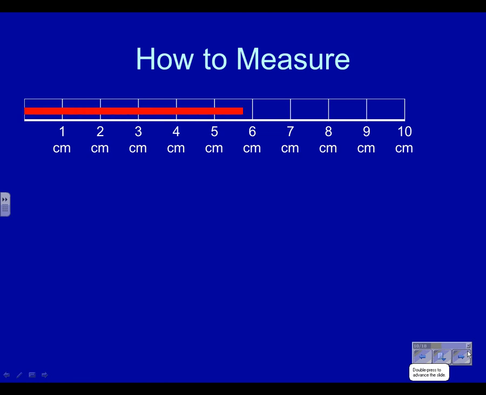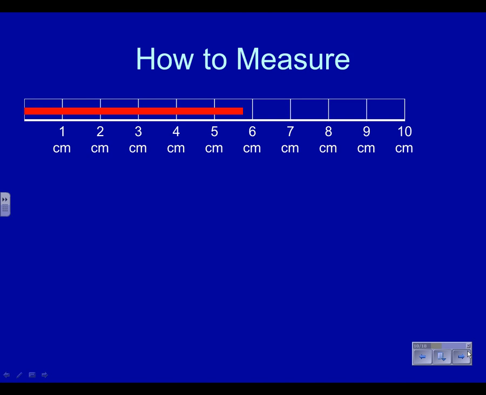Here's our original red line. According to this picture, there are two things that you can tell me for sure about that red line. Absolutely, positively that you know. Katie, what's one thing you can tell me about that red line? It's between 5 and 6. So that means it's bigger than 5 centimeters, and it's smaller than 6. Those are the two things you can tell me for sure. That's it.